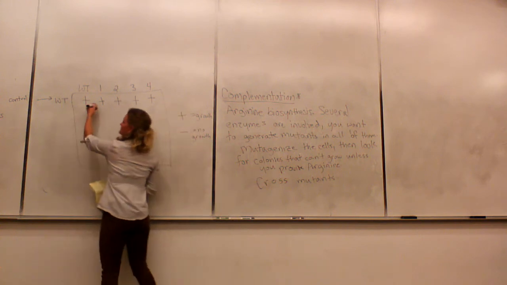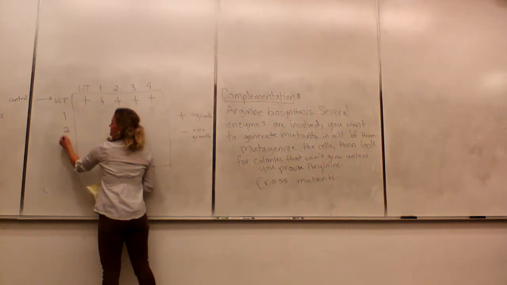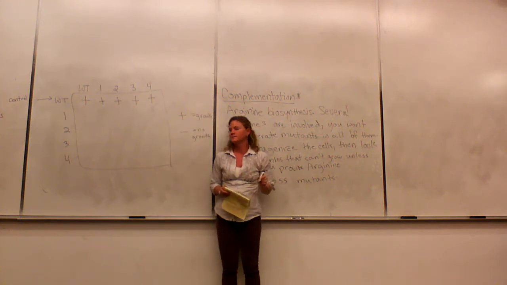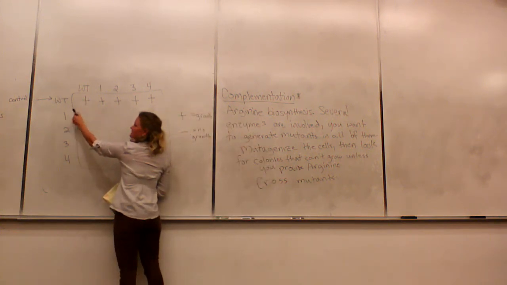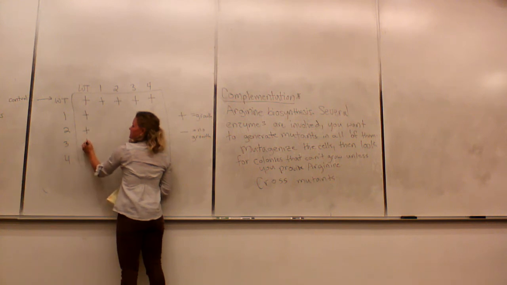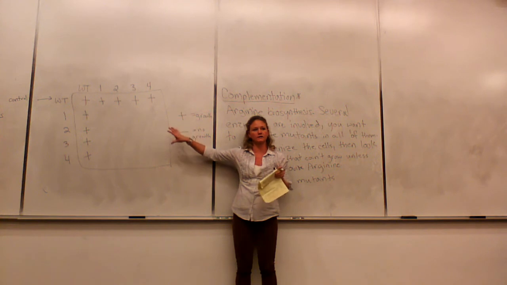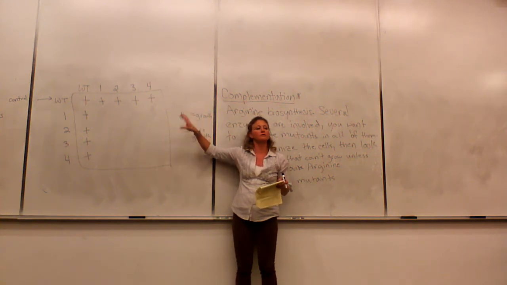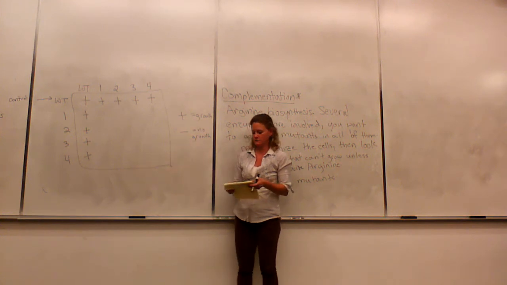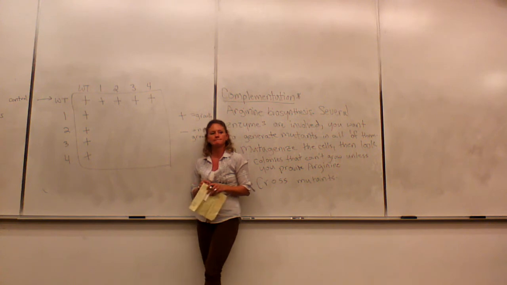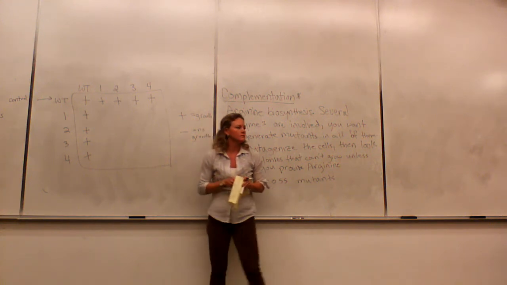Okay, and then we're going to cross each one of these to itself and to the other mutants. Looking down, every time you cross a wild type to a mutant, we should get growth. This is data that's actually going to be provided to you. I'm just walking through the table slowly so we understand how to read it. Where else would we always expect to see pluses?